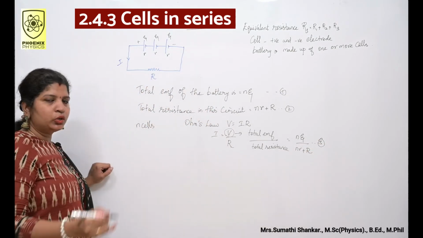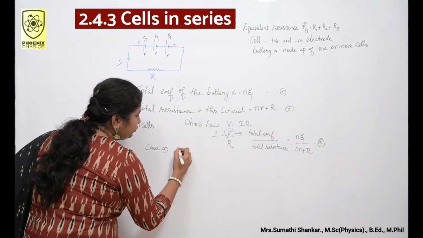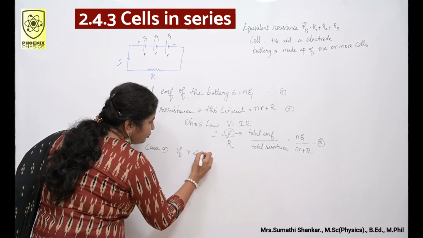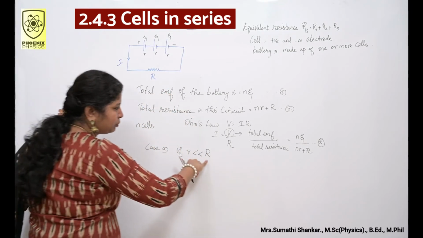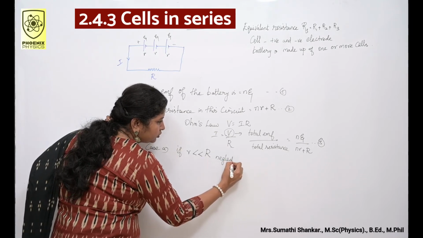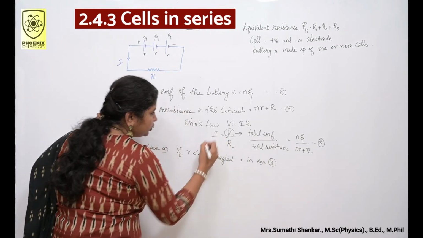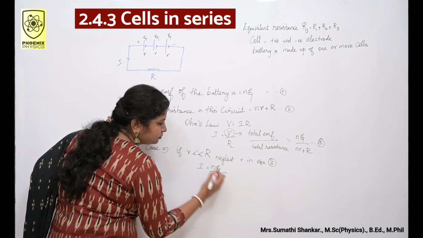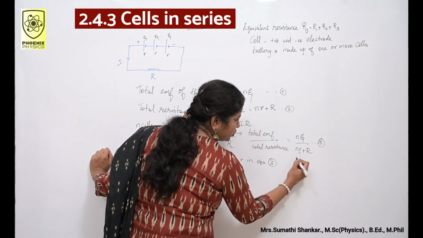Next we will discuss two cases. Case A, if small r, that is internal resistance, is very much smaller than capital R, this is external resistance capital R. So just neglect small r in equation 3. So I is equal to n Xi by R, because we neglected this internal resistance small r.